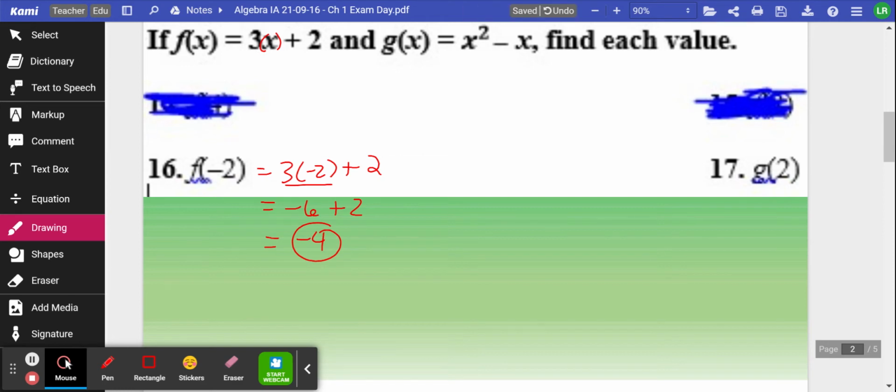This one's using the g function. So I'm using this one here. And there's actually two spots that have the x. So both of those spots are going to need this number 2. So I'm going to have 2 squared minus 2. 2 squared is 4. And then 4 minus 2 is 2. Okay, so we're going to have some function notation on there.